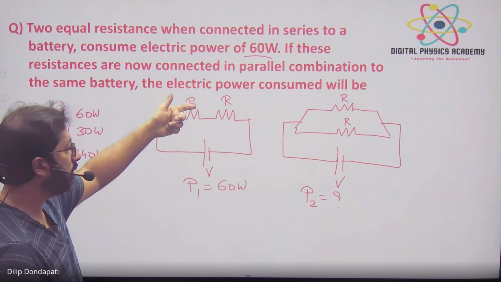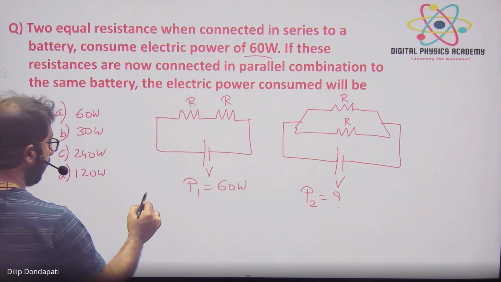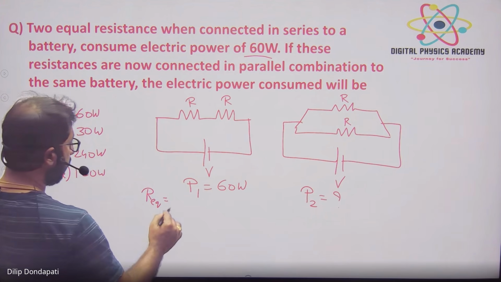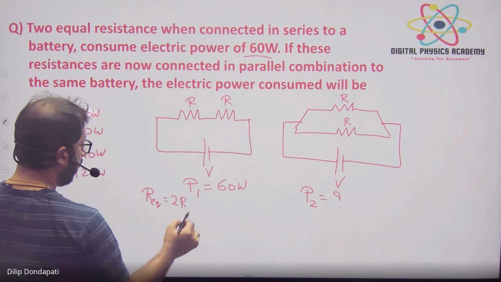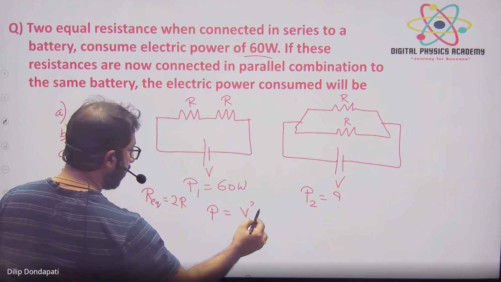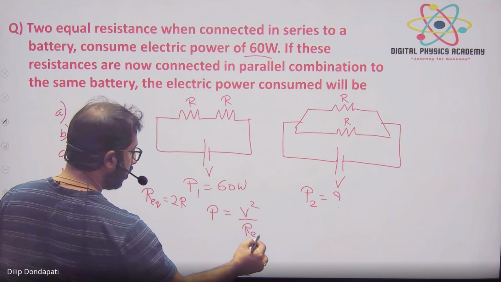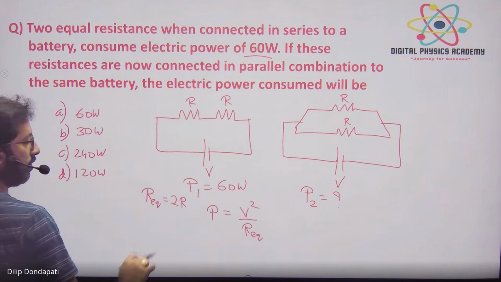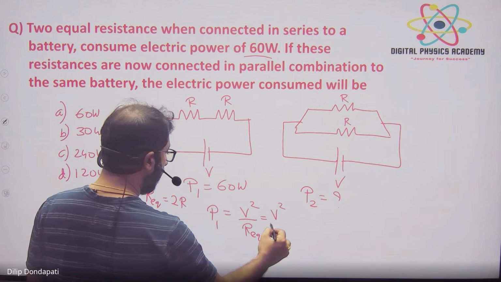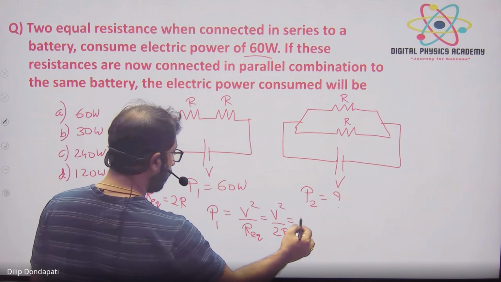So in terms of voltage we can write the formula. First find R equivalent of this. R equivalent is 2R. And we know the power formula: P is equal to V square by R equivalent. Because it is given in voltage terms, same voltage, that's why V square by R equivalent is P1. So this is V square by 2R, which is equal to 60.